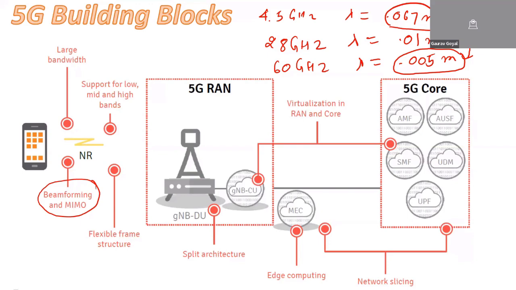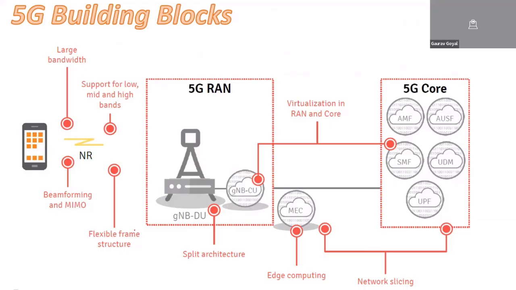With beamforming, our SINR drastically increases, which in turn helps us get more data rate. Why? Because according to Shannon's law, capacity is equal to bandwidth times log(1 + SINR). So if our SINR increases, our capacity will also increase, right?